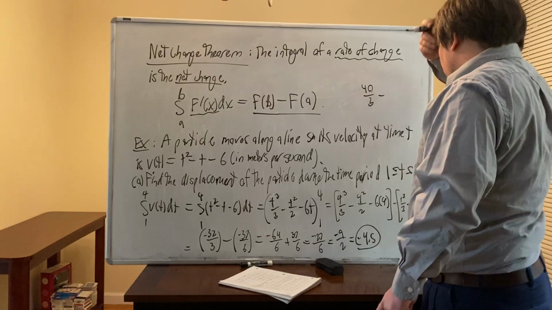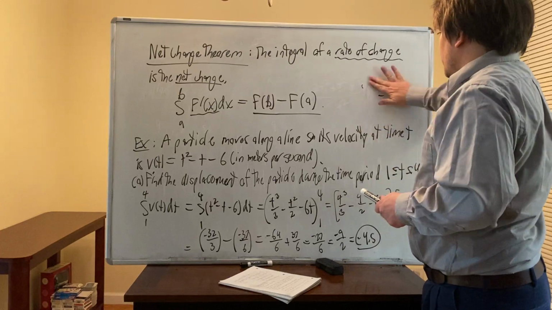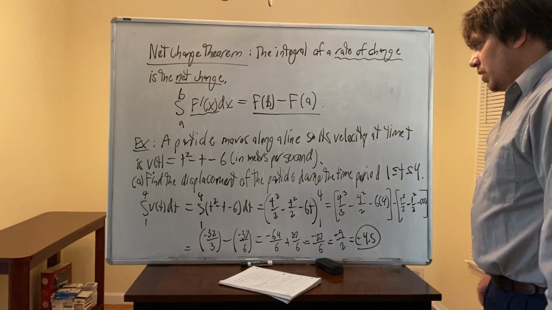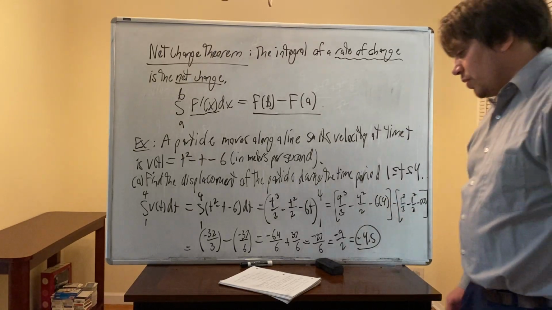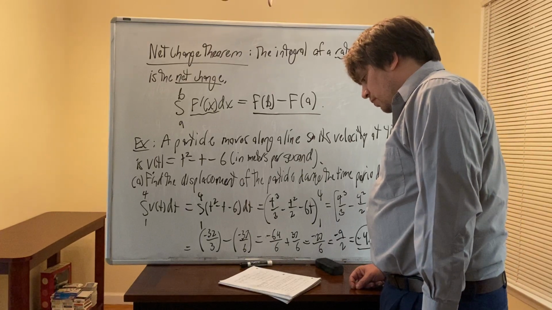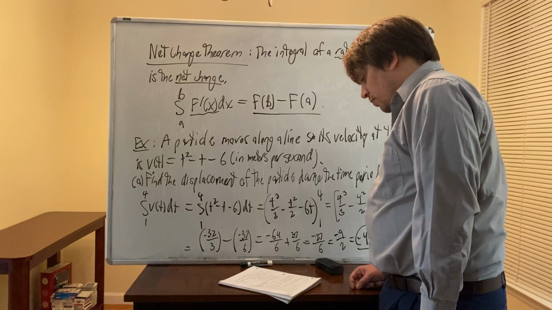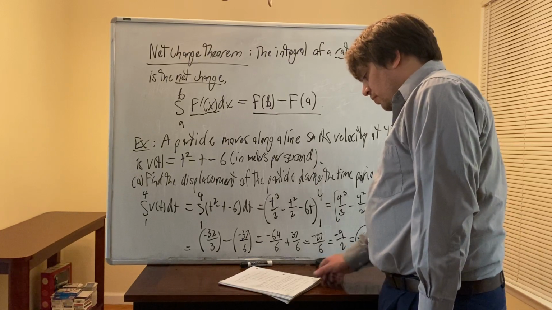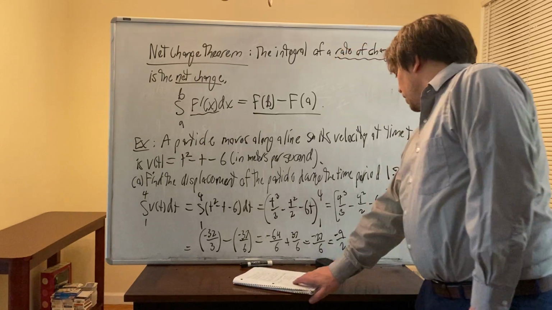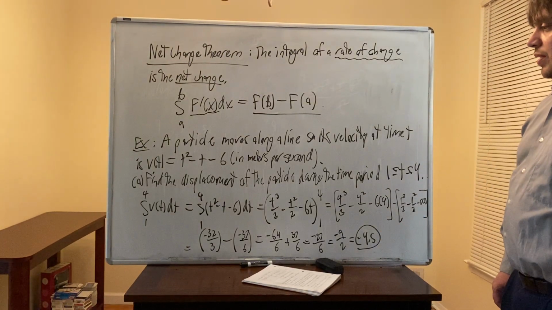Just need to check my calculation here. Yeah, it's fine. Okay, that's good. So you get negative 4.5. So that is the displacement of the particle in meters. So it's negative 4.5 meters. So the displacement of the particle is negative 4.5 meters.